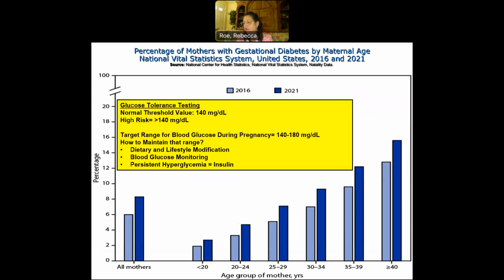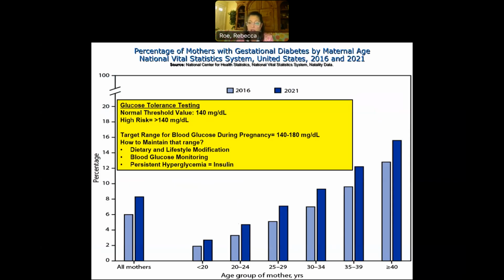They would be females that are younger than 25 years. They would be of normal weight before pregnancy. They would have no first degree relative, meaning a parent, a sibling, or a child, who has diabetes, and no history of glucose intolerance in the past, not a member of that high-risk ethnic group, and no history of poor obstetrical outcomes.